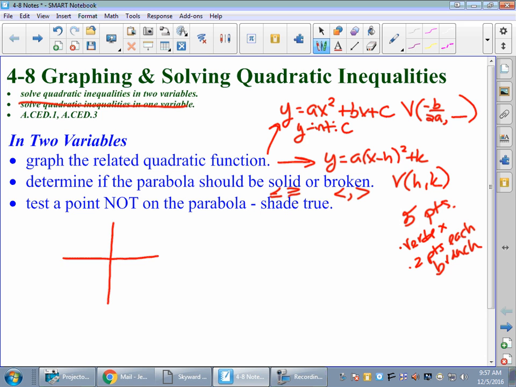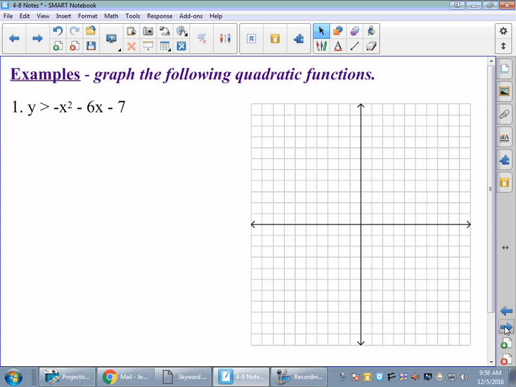So remember, we're going to have these parabolas. We just want to make sure that we pick a point not on the parabola. If I pick 0, 0 in this particular instance, 0, 0 is representing every single ordered pair on the outside of the parabola. And so just like absolute values, when we had the v, we're going to pick and we're going to shade. We're either going to shade inside or out, not above or below, but it'll be an inside or an out type of thing. So let's go ahead and try these.